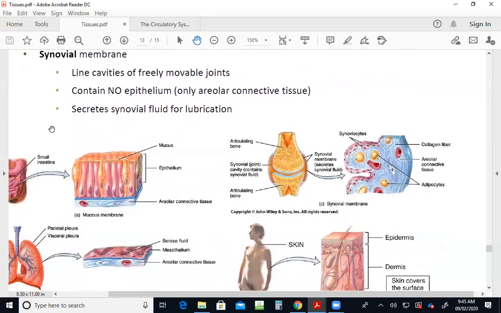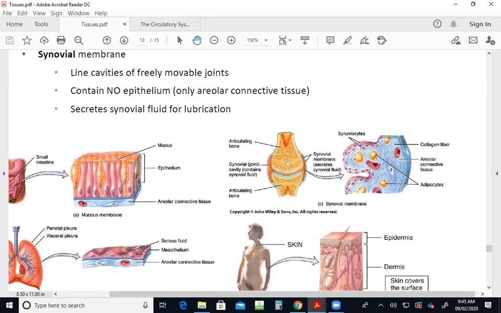And then a synovial membrane is a membrane that is found associated with our freely movable joints, which can be as complicated as like our knee and our shoulder, or as simple as like the joint that exists between the tip of your pinky and the middle part of your pinky, where we have motion occurring and we need lubrication. This lubrication comes from the synovial membrane. The lubrication is called synovial fluid. A key feature, though, of synovial membranes, they don't have an epithelium, only areolar connective tissue.